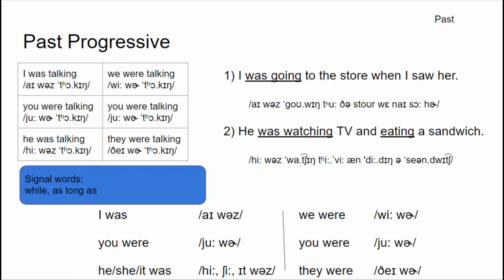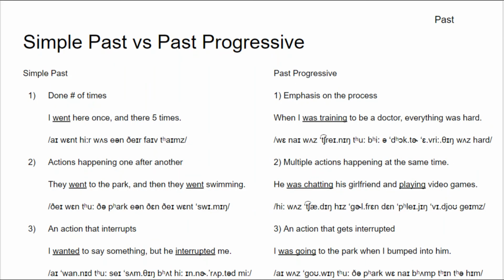You can use the past progressive to talk about something that was interrupted. To create this tense, use the simple past of be plus the ing form of the verb. I was going, he was watching. It can be a bit tricky to know which past tense to use.